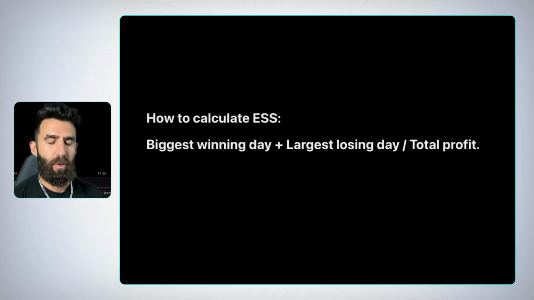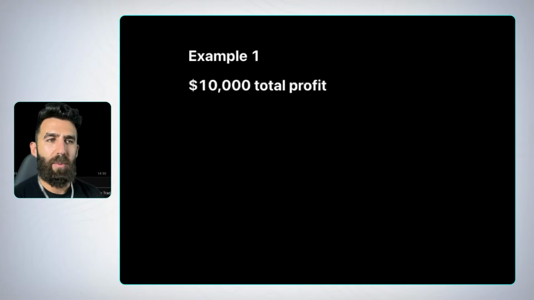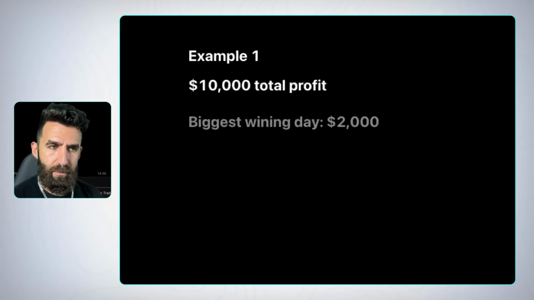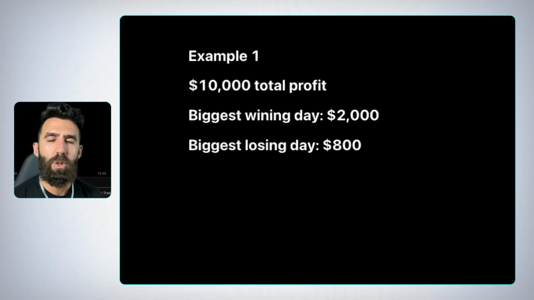Let's go through an example, right? Example number 1, very simple. We're trading an account. We do great. We got $10,000 total profit. That's actually more than you would need to withdraw across any of the accounts, right? $10,000 total profit. Our biggest winning day is $2,000. And we're going to break this down, do some more examples, but just for example here. Biggest winning day is $2,000. On our worst day, we lost $800.